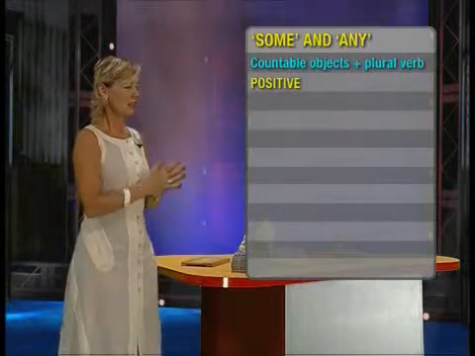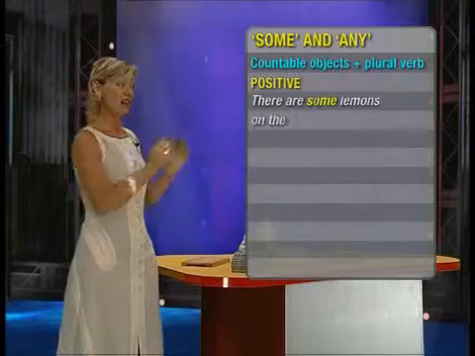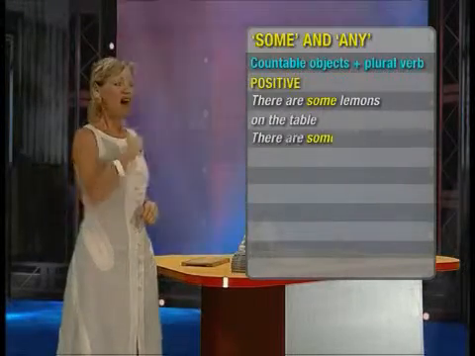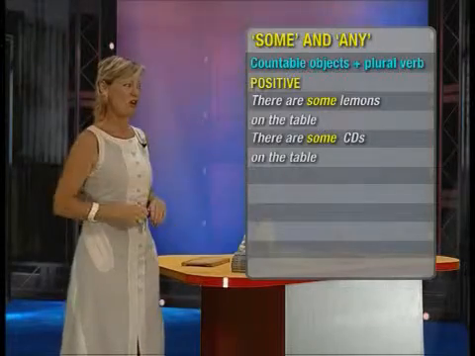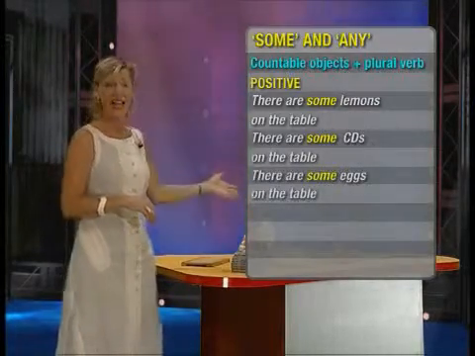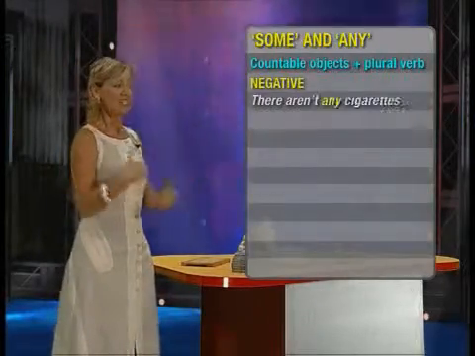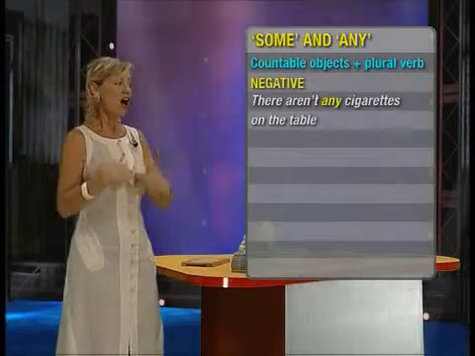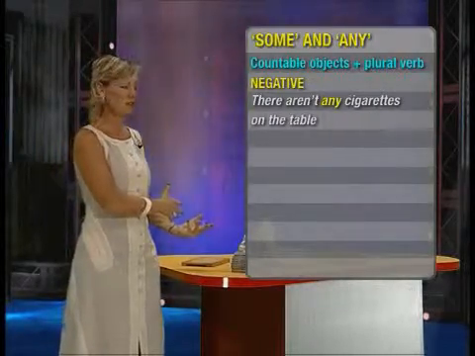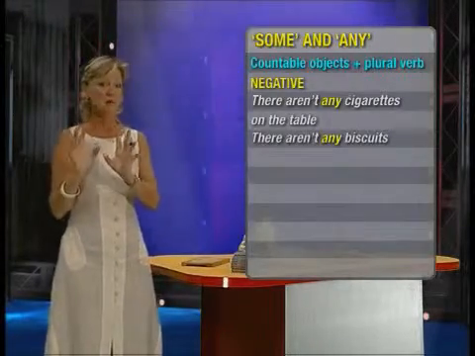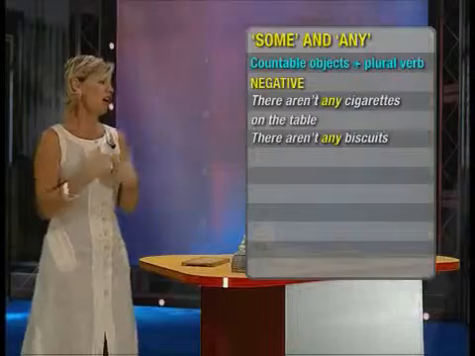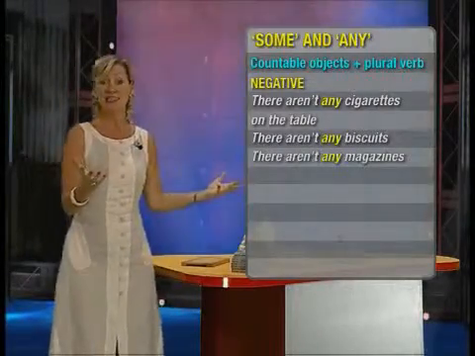Let's look at the screen to see that written. All right? And we will do a general summary. So we said countable objects in the plural. In the positive form, we say there are some lemons on the table. There are some CDs on the table. There are some eggs on the table. So that's countable. Now the negative is there aren't any. We use any. There aren't any cigarettes on the table. There aren't any biscuits. Important. Any for the negative. There aren't any magazines, for example.